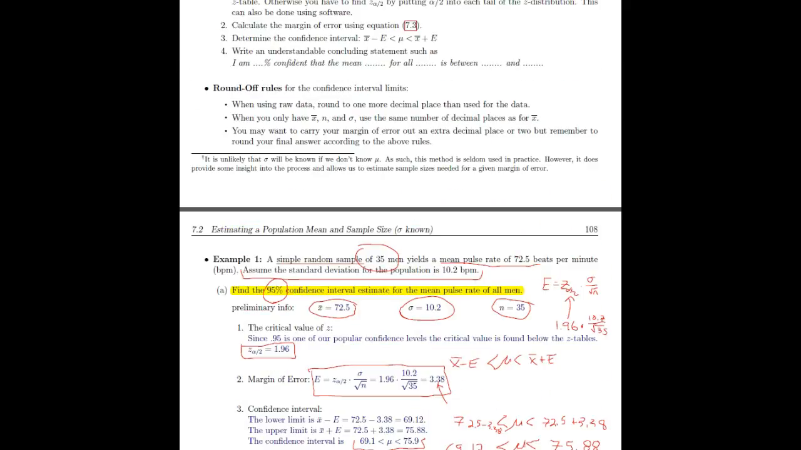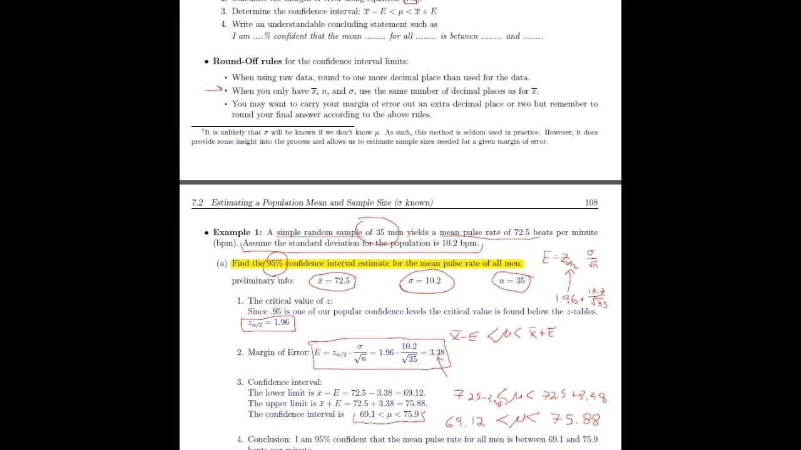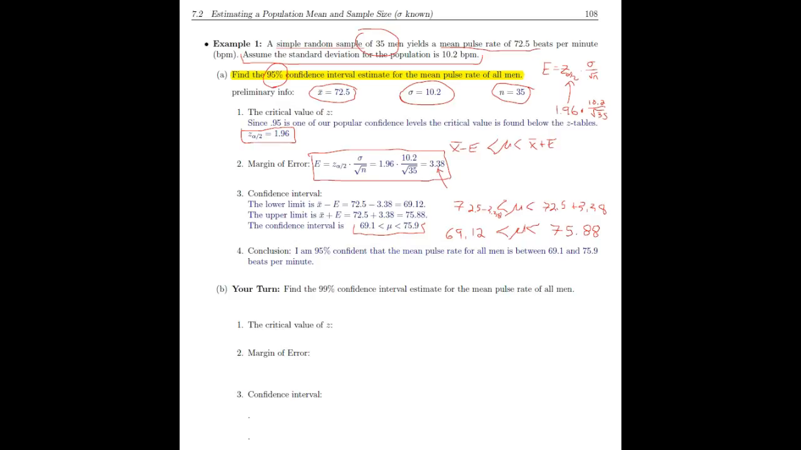You'll see that rule right up here. Or is it the second one? And he simplified that to 1 decimal place. And then you would come up with a concluding statement like, I am 95% confident that the mean pulse rate for all men is between 69.1 and 75.9. All right, cool. Your turn.